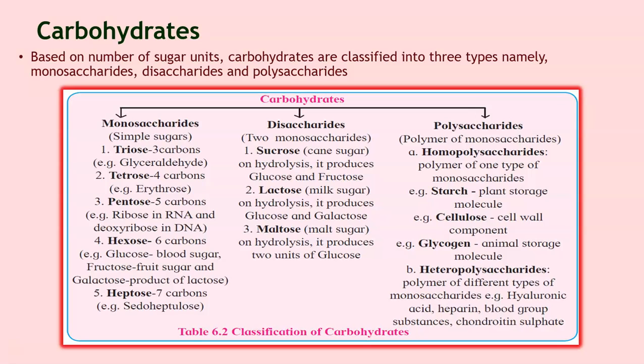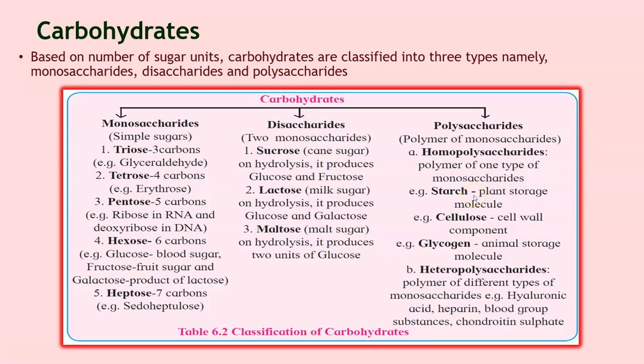Polysaccharides are broken down by hydrolyzing these monosaccharide units. The properties of a polysaccharide molecule depend on its length, branching, folding and coiling. We have examples like starch, glycogen, cellulose. These are all your complex carbohydrates or polysaccharides.